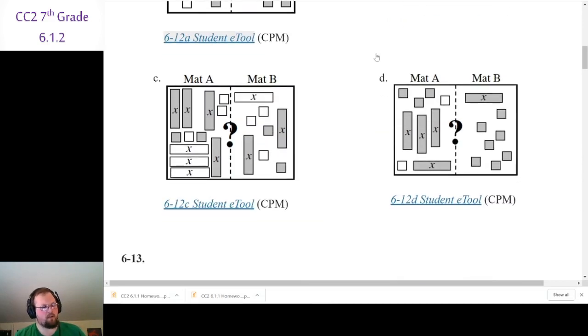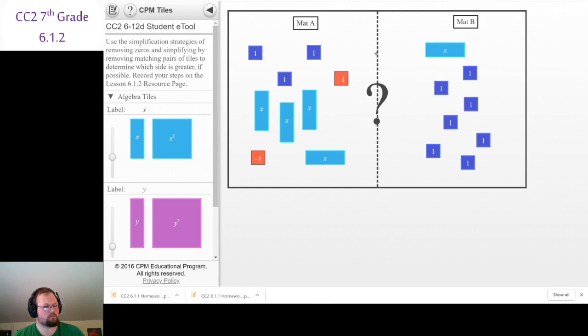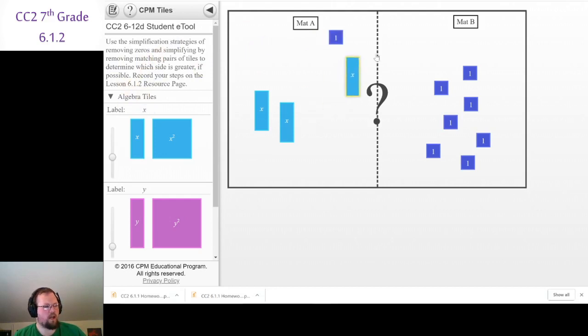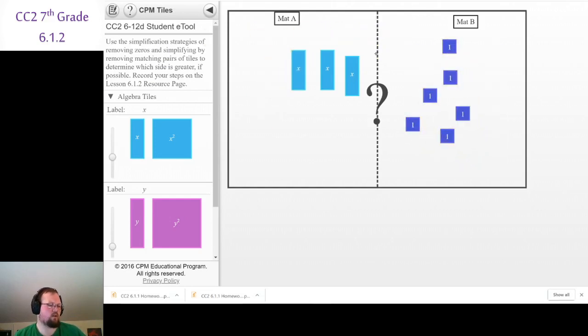Something odd's going to happen when you start getting into these problems. If I try to use my legal moves, I say, well, okay, I've got an x on each side. I can get rid of the positive and negative 1. I can get rid of those. And all of a sudden, you're left with this statement where you're like, well, I don't know which side is supposed to be bigger, because I don't know what x is. So that's what this section is going to talk about: you can't always determine which side is going to be bigger because of certain values.